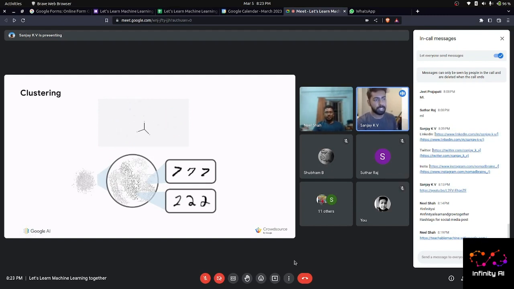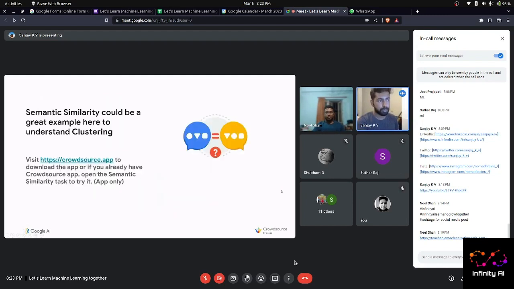Clustering is something like this: you have written alphabets over here, and this 7 looks somewhat like a 2. So it classifies the data accordingly and clusters the data based on that. You get an understanding of what is a 2 and the 2s group together, and the 7s group together. That's how clustering works.